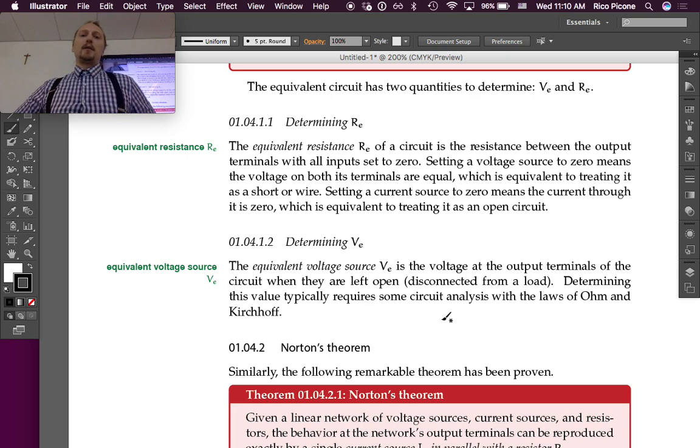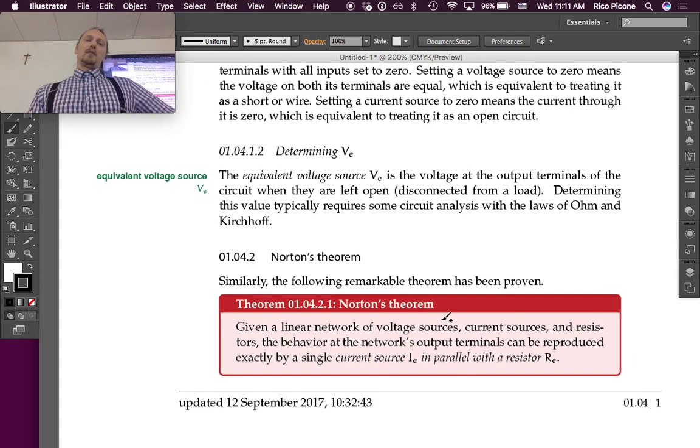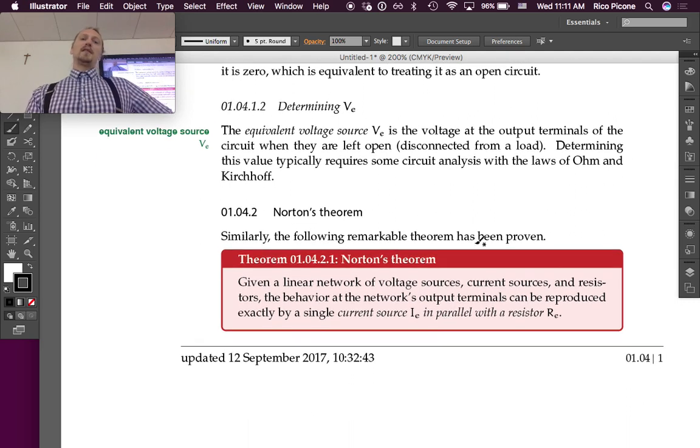So it typically requires some circuit analysis with Ohm's and Kirchhoff's laws, which we can do. We can write down those equations and try to solve for stuff. We don't know how to do it systematically yet, but we're going to get there. But unsystematically, we are good at that.